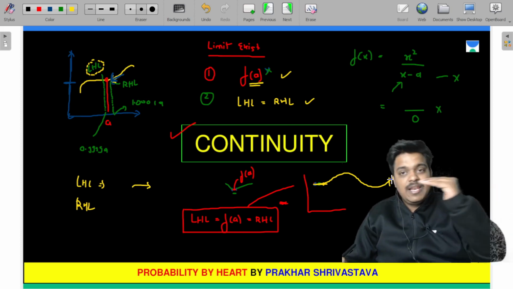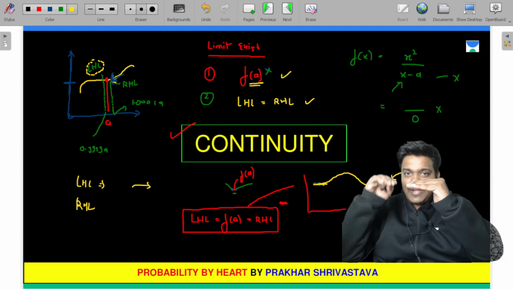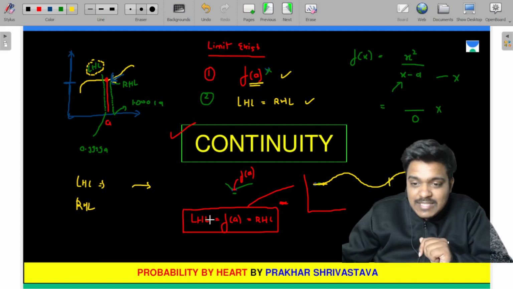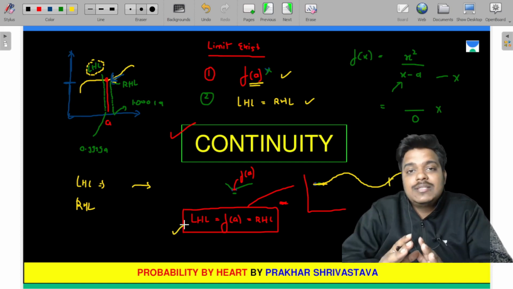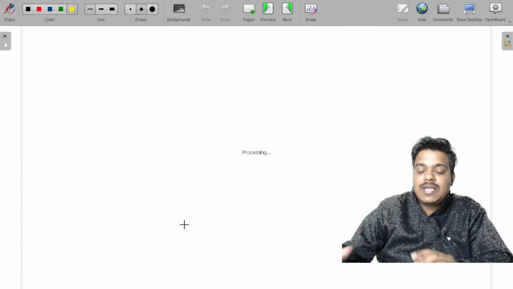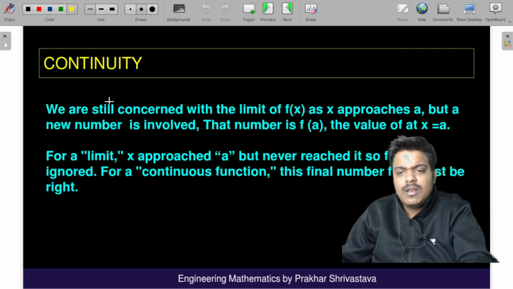Is it clear that the value the function approaches from the left, the value the function approaches from the right, and the value of the function at that point are all equal? What do you mean by that? That is this formula. So I hope that continuity is clear, and why this formula is used in continuity. So we'll see something formal.